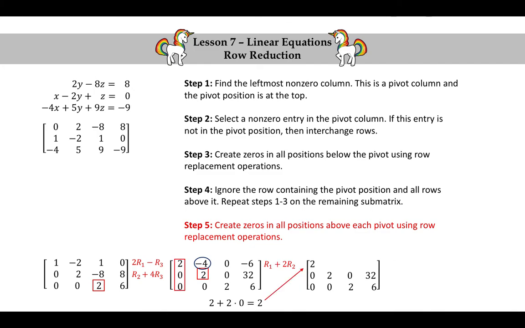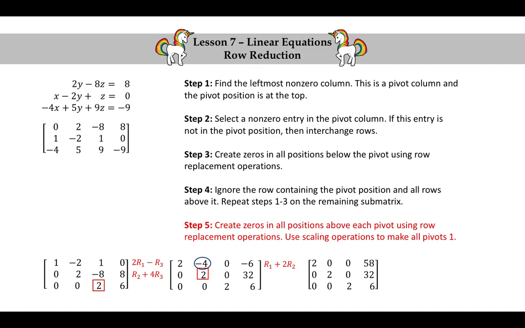So starting with the first column, we have 2 plus 2 times 0 is 2. -4 plus 2 times 2 is -4 plus 4, which is 0. 0 plus 2 times 0 is just 0. -6 plus 2 times 32 is -6 plus 64, which is 58.